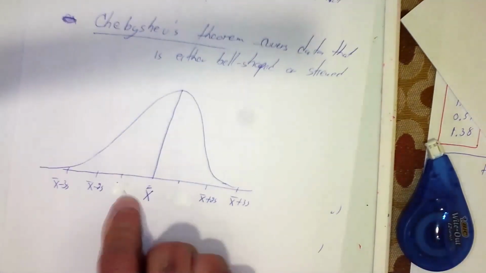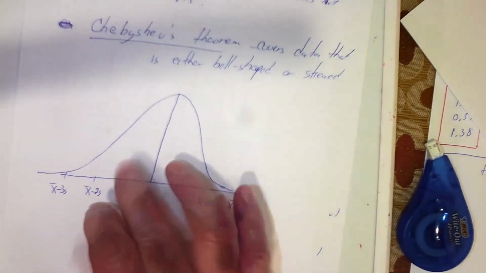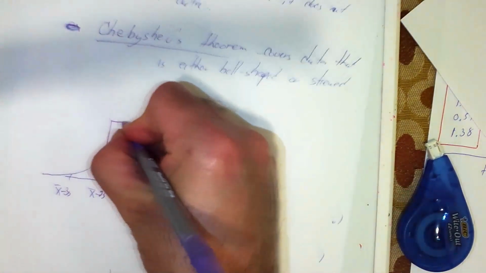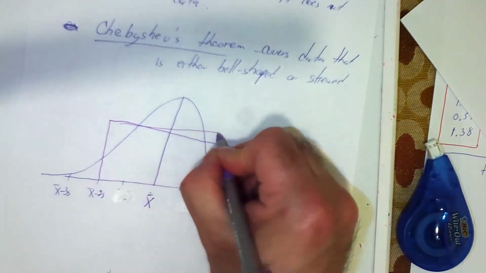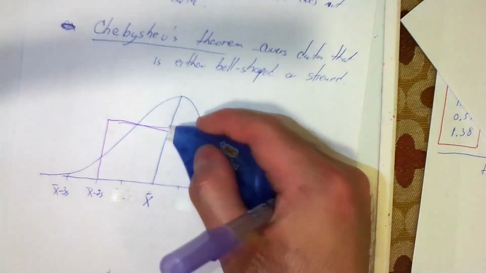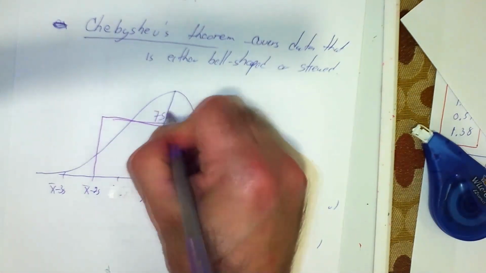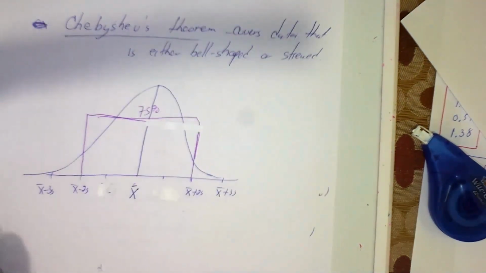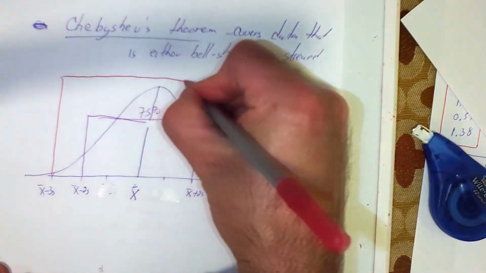Right. So there's Chebyshev's. And not only that, but the percentages are going to be off. He says that whether it's bell-shaped or skewed, 75% would fall within those 2 values. And then he said the maximum that it goes up to is 89% within the 3 standard deviations.